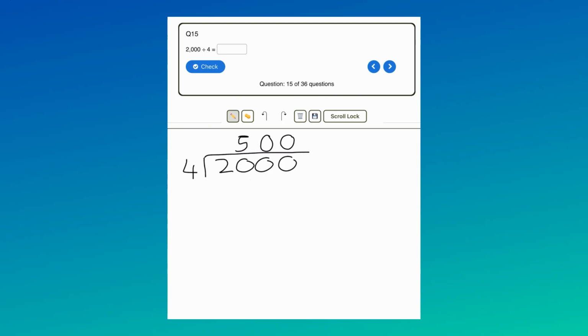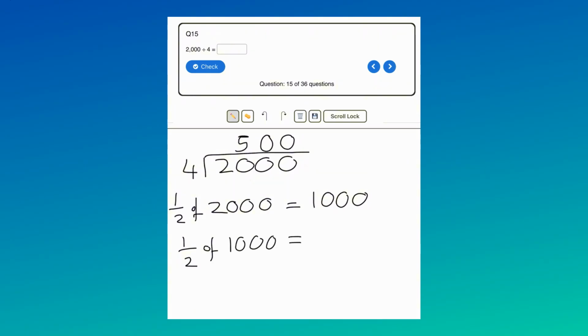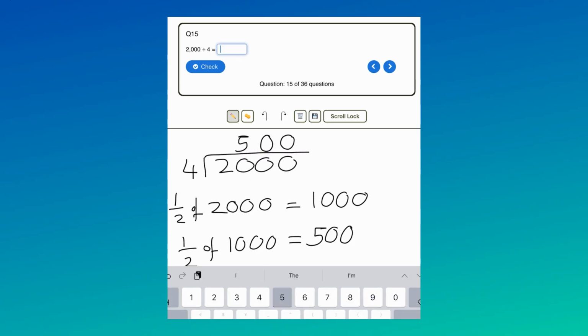We could also divide 2,000 by 4, and we could say, well, half of 2,000 is 1,000. And we could do half of 1,000 is 500. So that's halving and then halving again. 2 ways to get the same answer.